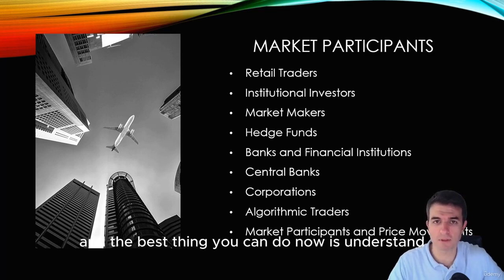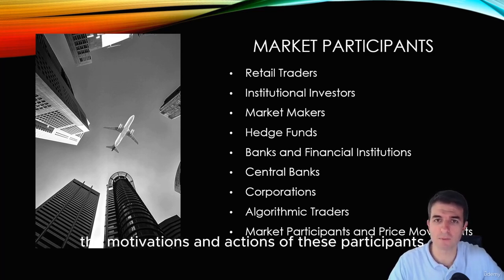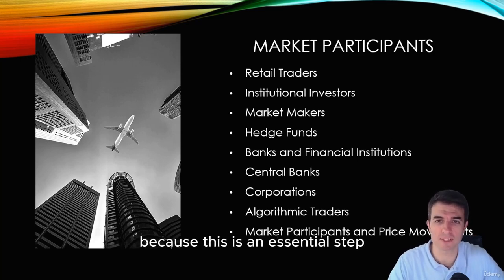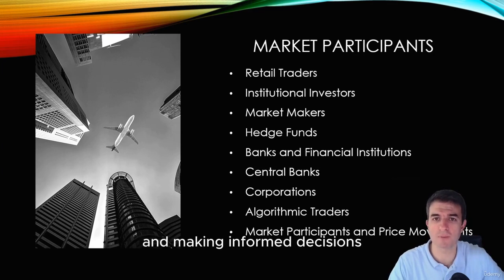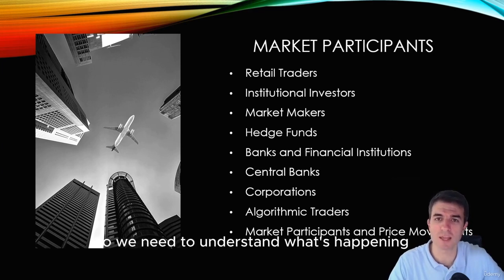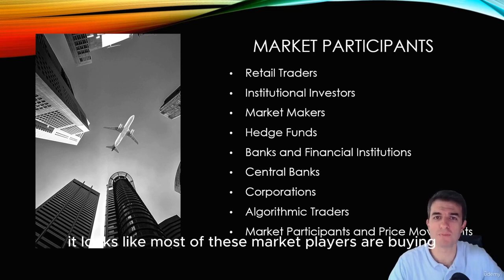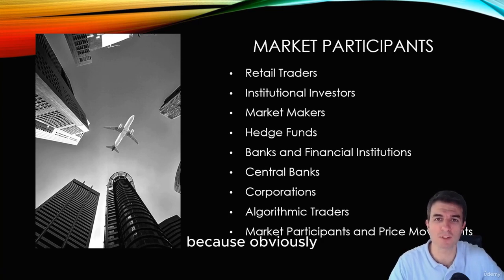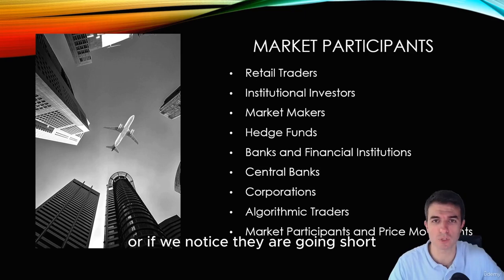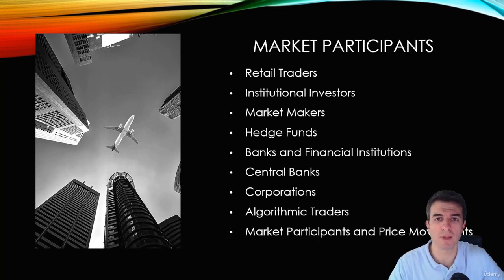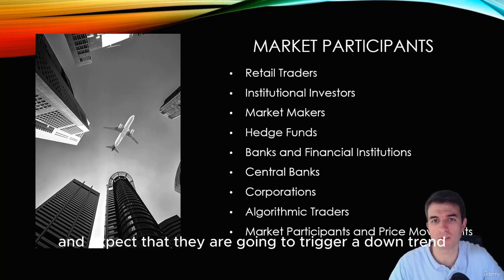And the best thing you can do now is understand the motivations and actions of these participants, because this is an essential step for interpreting the market trends and making informed decisions. So we need to understand what's happening from the charts. It looks like most of these market players are buying, they are going long, so let's go long because obviously they will trigger an uptrend. Or if we notice they are going short from the charts, let's follow along, ride the wave with them, and expect that they are going to trigger a downtrend.